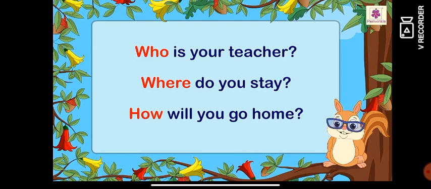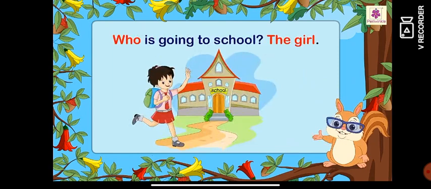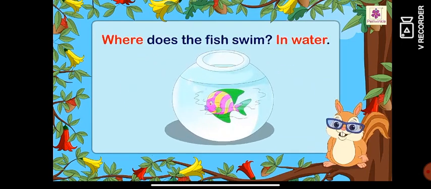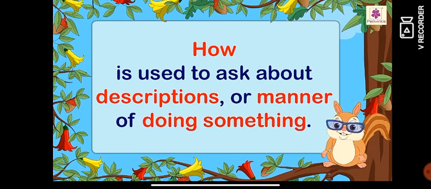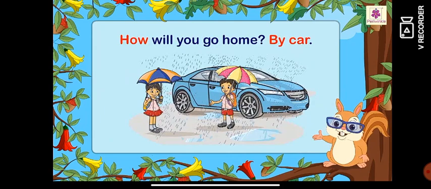For example, who is used to ask about people. Who is going to school? The girl. Where is used to ask about places. Where does the fish swim? In water. How is used to ask about descriptions or manner of doing something. How will you go home? By car.